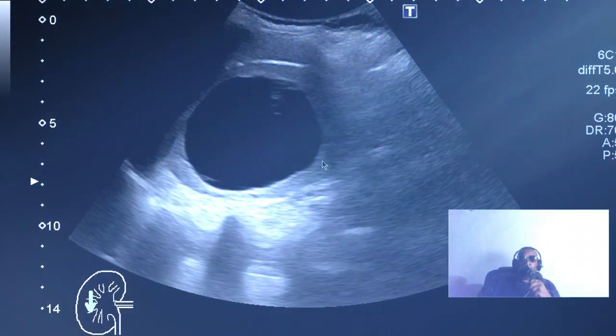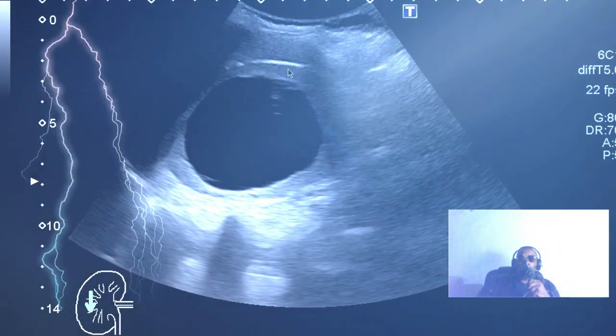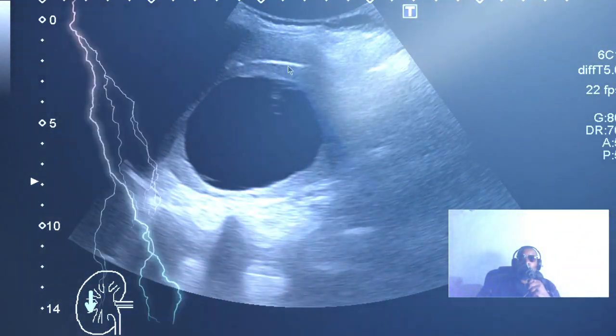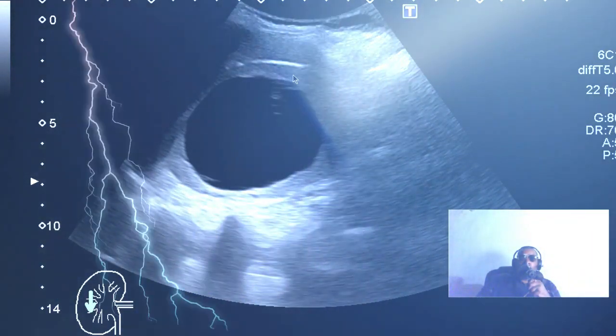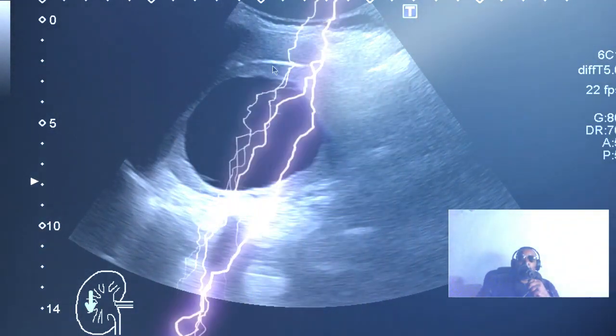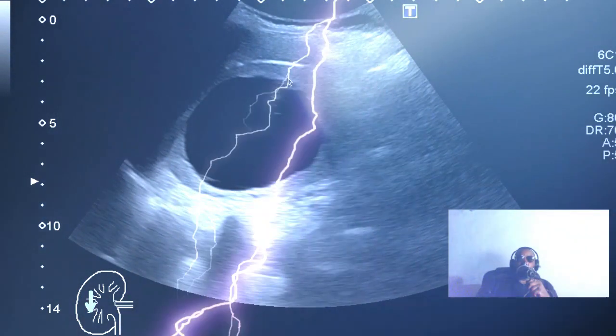So you can see here, that's our kidney. The outer layer of the kidney is the capsule, the renal capsule. And then we have this portion, which is a little bit more hypoechoic, that is called the renal cortex. There are interdigitations in the cortex where you find the medulla, which is responsible for the urine production.